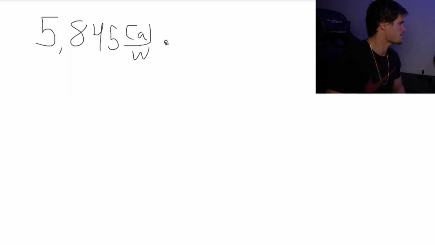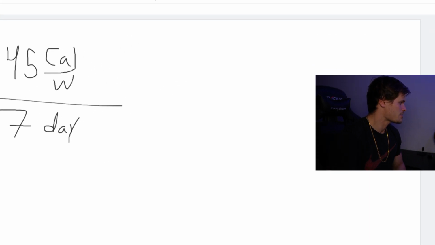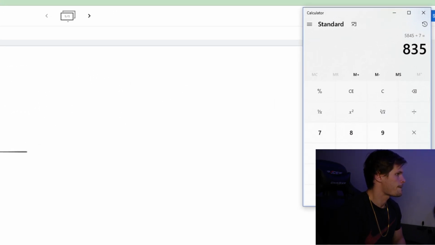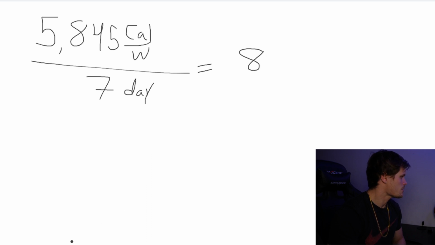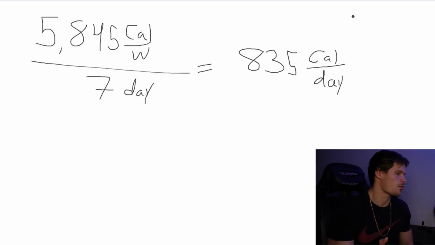So we know that there are 7 days in a week, right? So what we need to do here is divide this by 7. 5,845 calories divided by our 7 days in a week will give us 835 calories per day that we need to be in a deficit of in order to reach our 1.67 pounds lost per week, which then in the long term will equal over 12 weeks our 20 pounds that we're trying to lose.